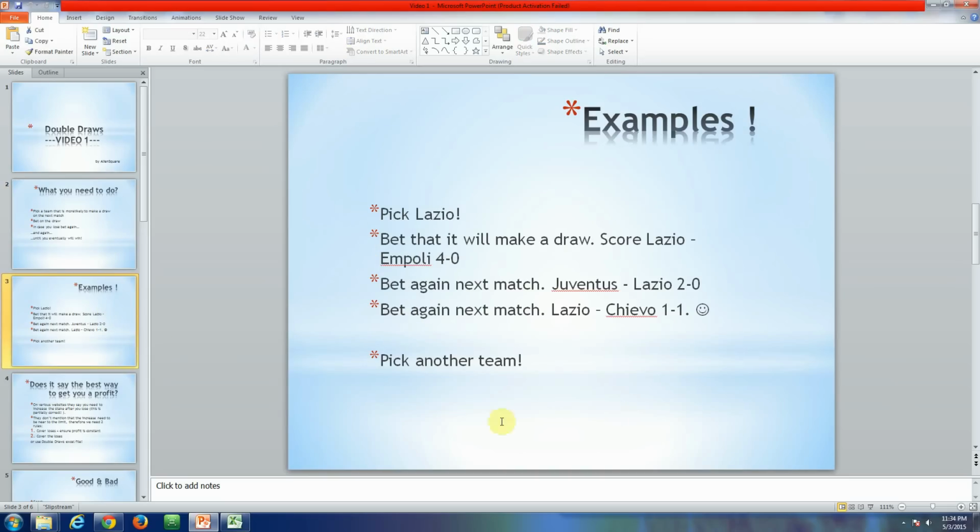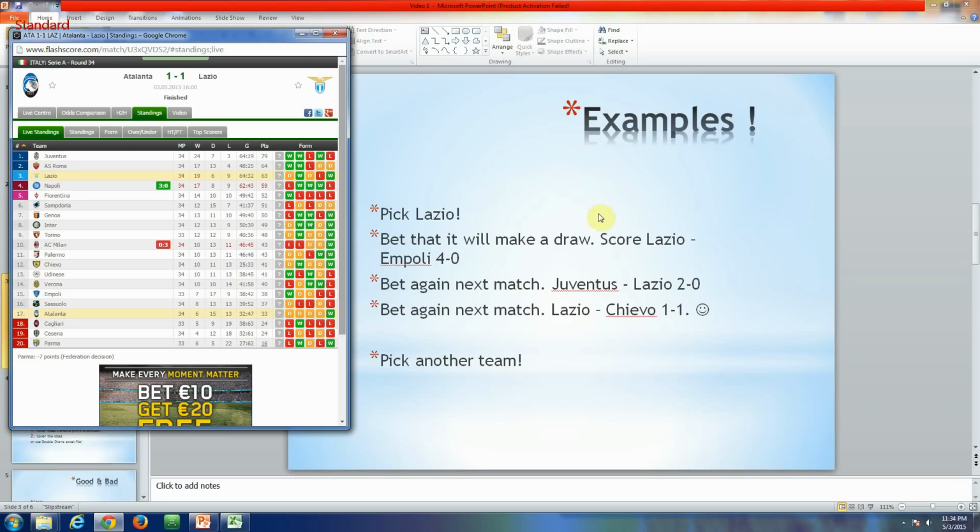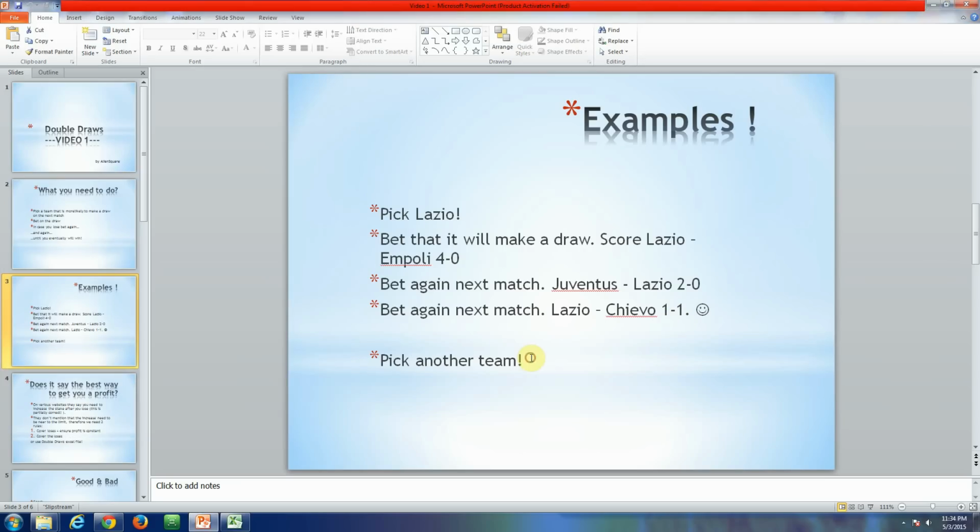I will take one example. If you pick Lazio, in this case, you will see that Lazio had a win 4-0 against Empoli, which is a loss to you. It will have a loss with Juventus, which is also a loss to you, and on the third match it will have a draw against Chievo, which is a win for you. And you can go to pick another team or pick Lazio again, up to you.